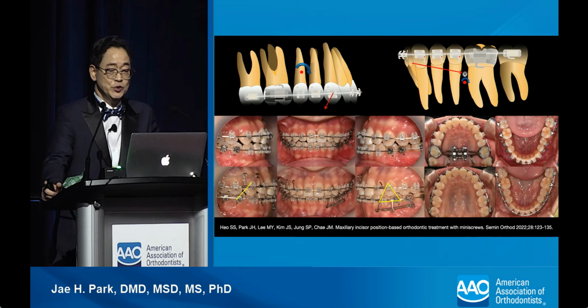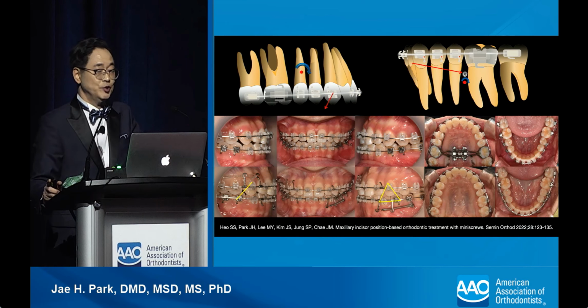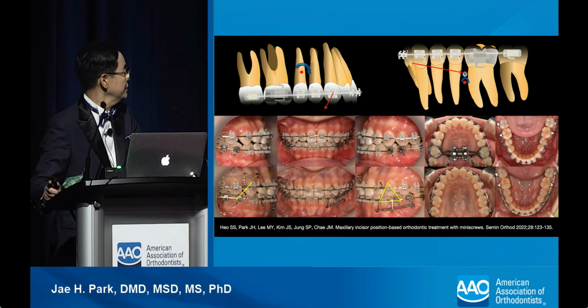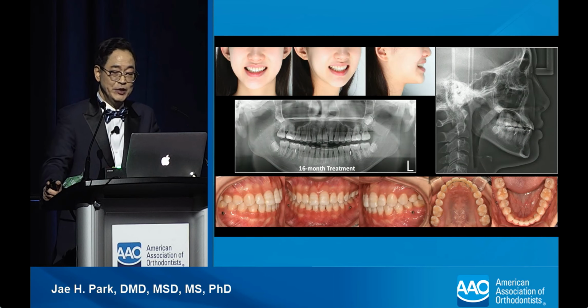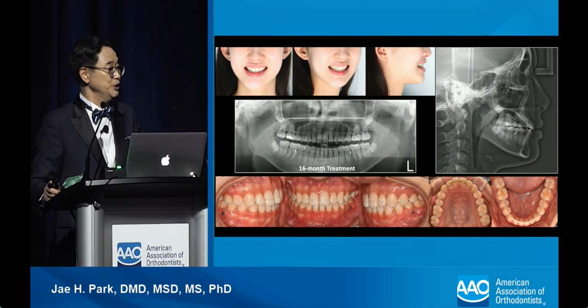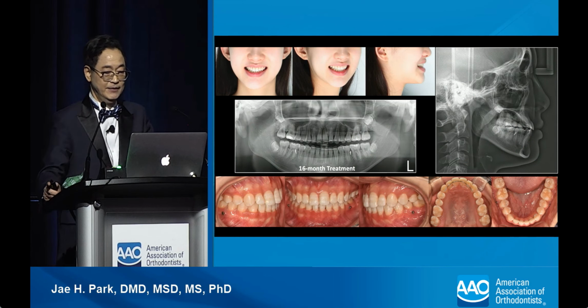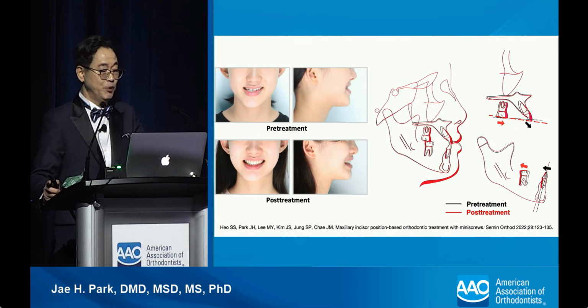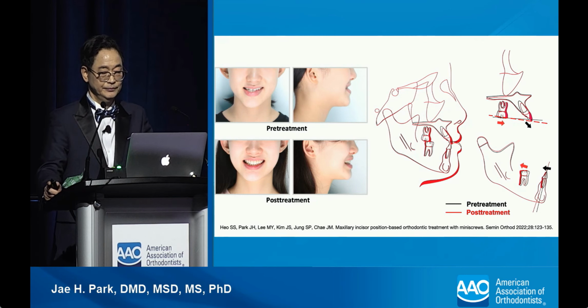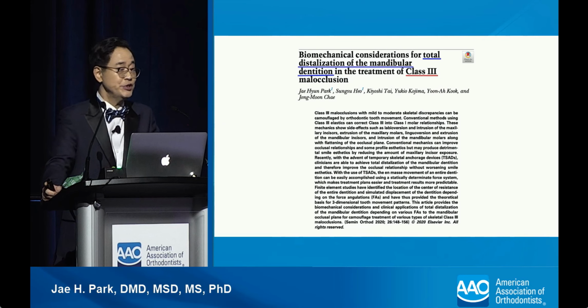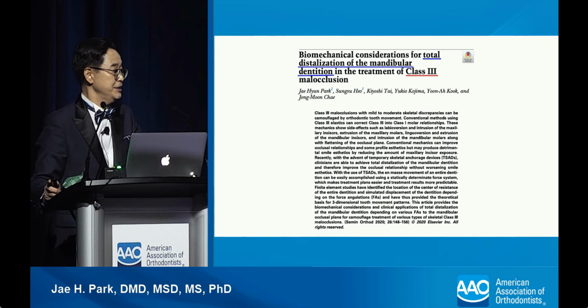In this case, we used MALP, total distalization of lower dentition with interradicular miniscrews and elastics. Post-treatment photos and radiographs after 16 months of treatment. Pre- and post-treatment photos and superimposition. Our article was recently published in Seminars in Orthodontics. Let's review some cases in this article.